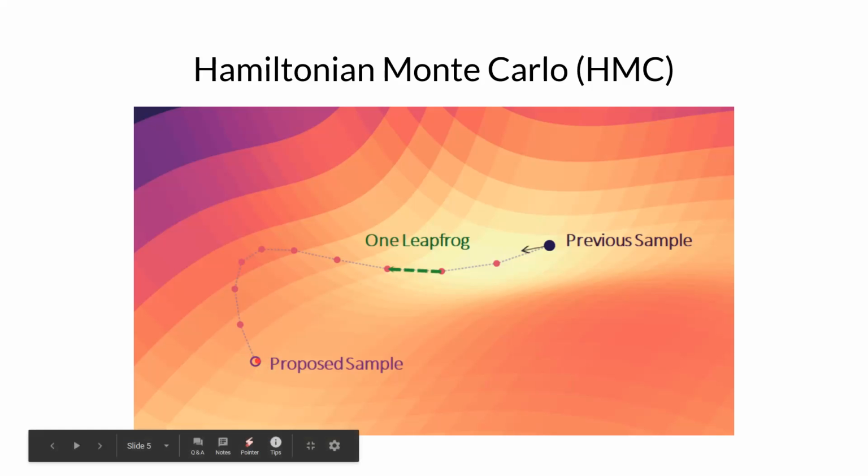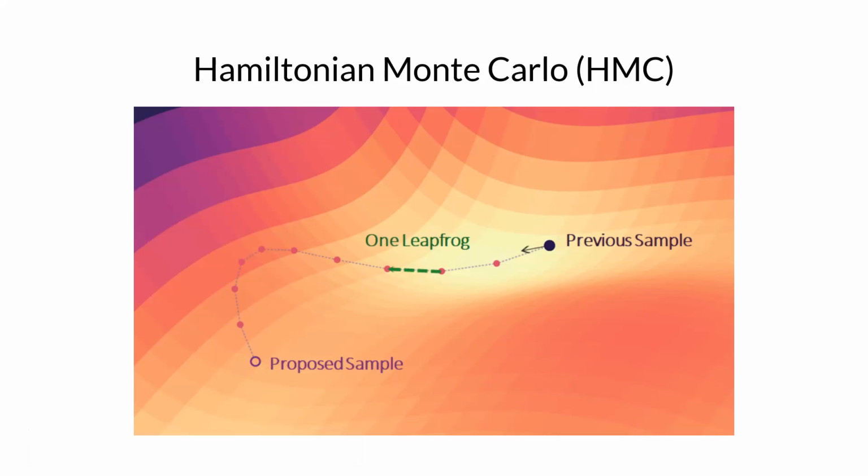So here, in a way, we use the gradient information of the underlying density to explore more efficiently, because we're going to naturally move towards regions of high density and not so much towards regions of low density.